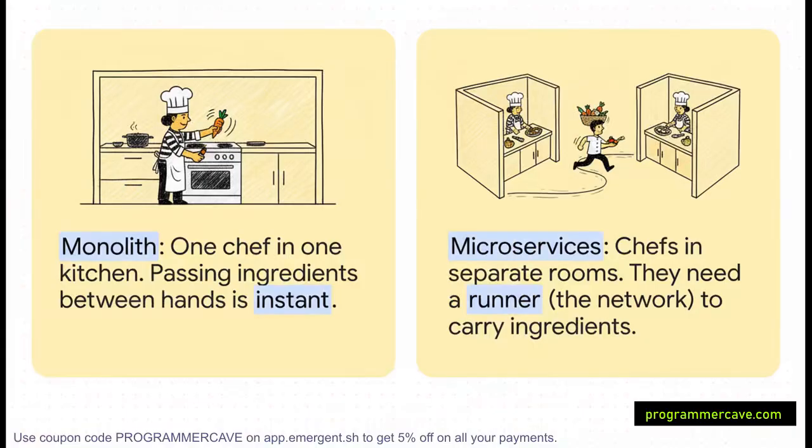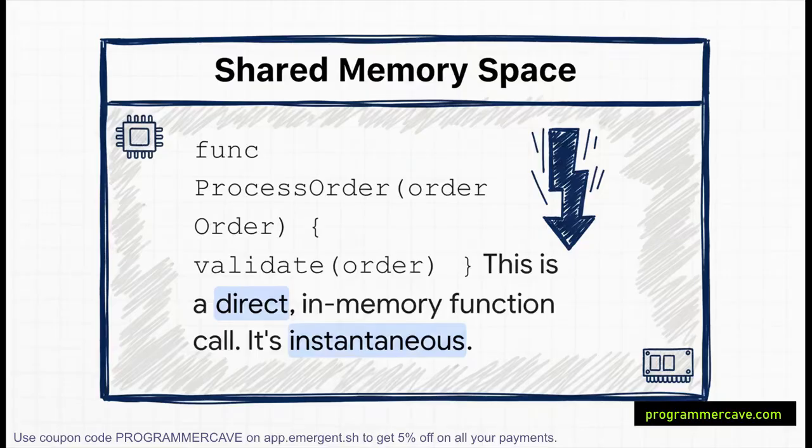Okay, to really get this, let's think about a restaurant. A monolith is like one single chef in a kitchen. If they need to pass an ingredient from one hand to the other, it's instant. But microservices? That's like having a bunch of specialized chefs, each in their own separate room. To get ingredients from the prep station over to the grill now requires a runner, and that runner is our network.